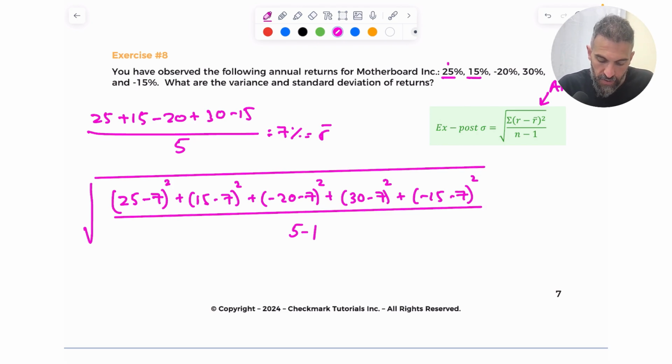So I get a standard deviation here of 23.08%. Because I left all my numbers in percentage form, my final answer came out as a percentage. If you had converted everything to decimals, your final answer would have come out in decimals. Works out to the same thing.